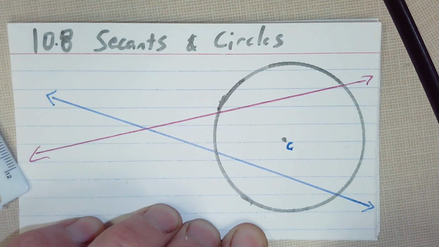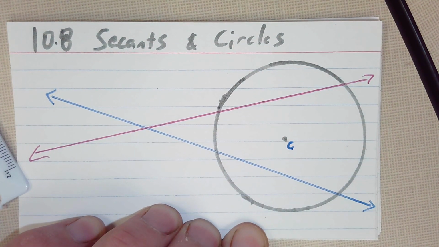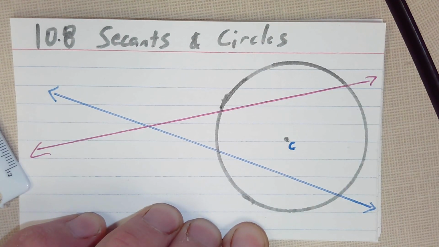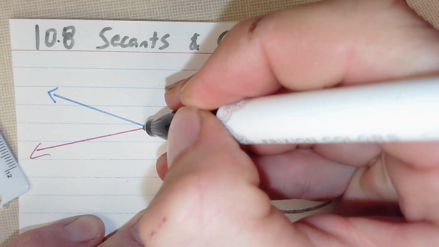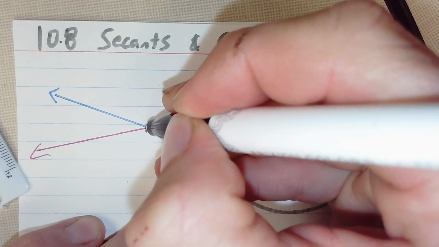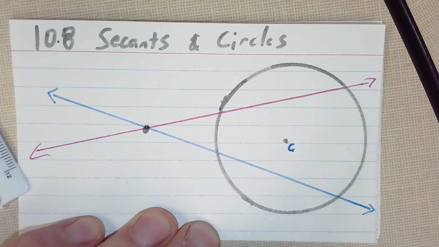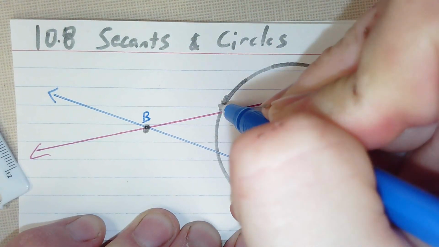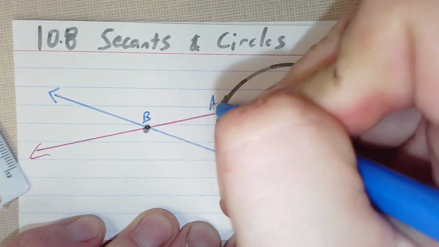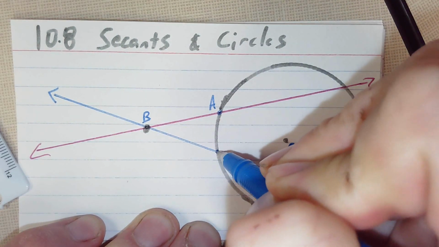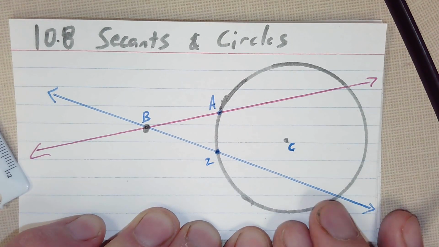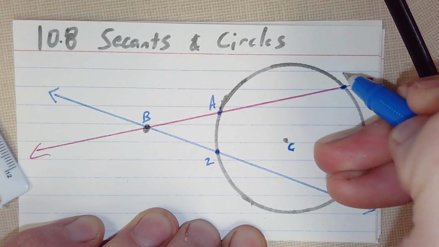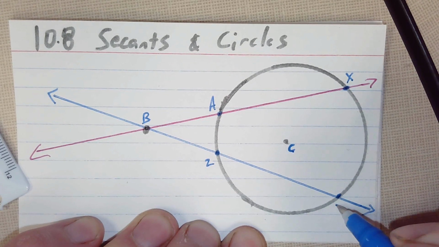But these are the two secants. We'll call them secant blue and secant burgundy. All right, and they intersect at this point, black. Point black right there. We'll call it point B. And we'll call this point A, and we'll call this point Z, because why not? All right, and we'll call this point X and point Y.